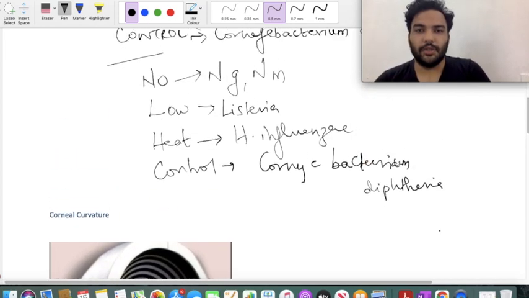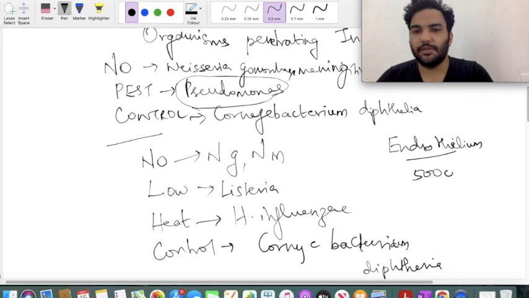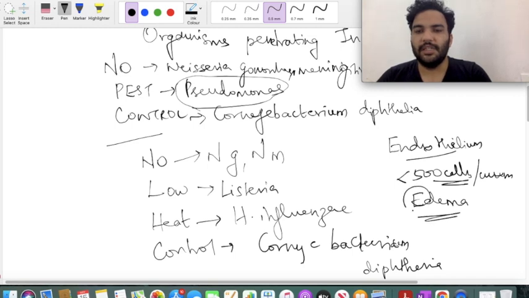Coming to the endothelium, 500 cells per cubic mm. It's the most important number. If it's less than 500 cells, you will have corneal edema. So corneal edema, E and 5: the fifth alphabet is E. So E, that's how I remembered it when I was preparing for my entrance exam.